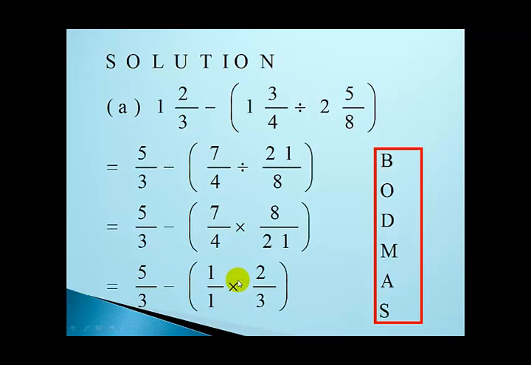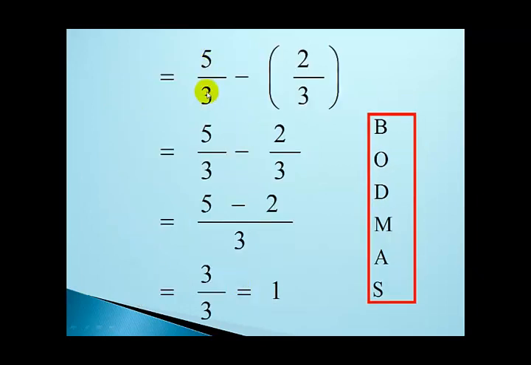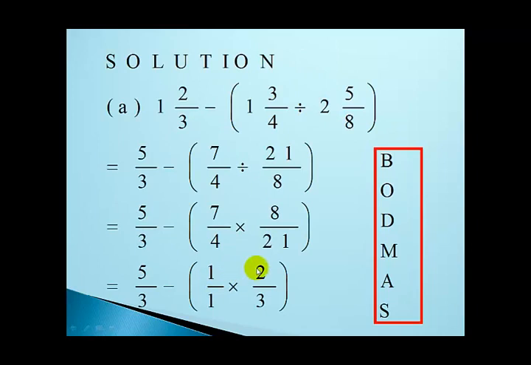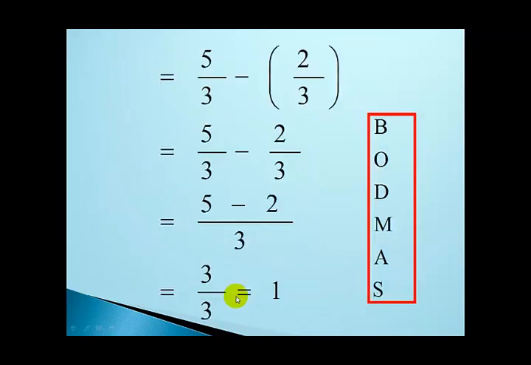Now let's proceed. So 5 over 3 minus 2 over 3. That's when you simplify the expression in the bracket. Let's go back. 1 times 2 equals 2. And 1 times 3 equals 3. So this is equal to 2 over 3 in bracket. And that is how come we have 2 over 3 in the bracket. So we now have 5 over 3 minus 2 over 3.